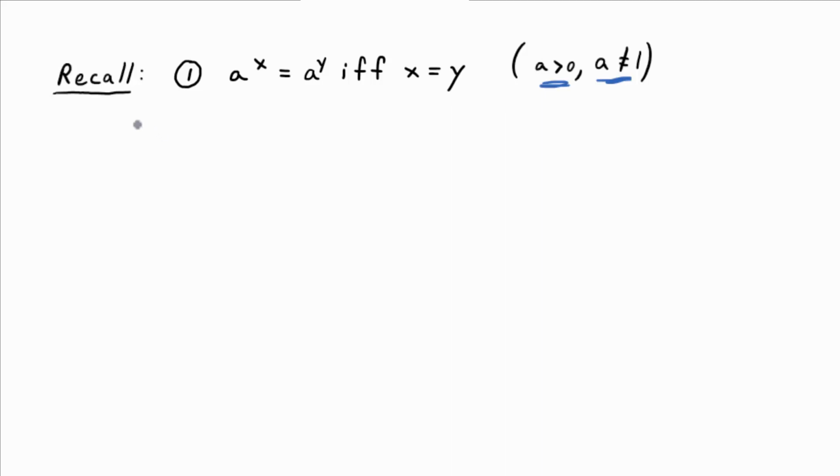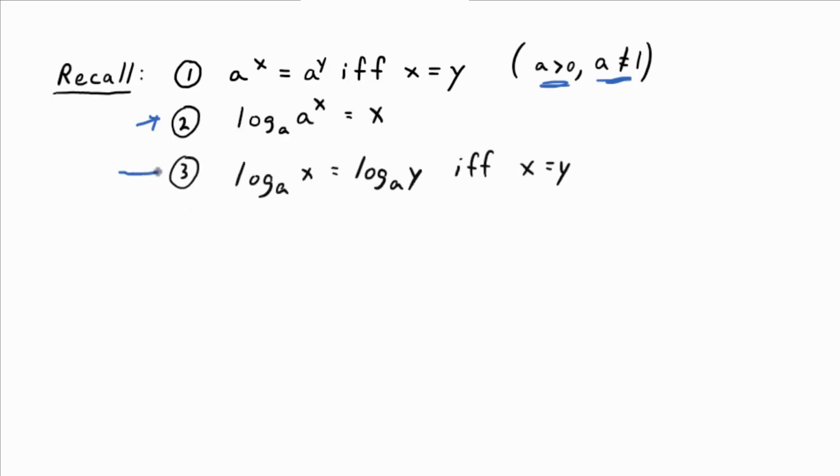Also, number 2, log base a of a to the x is equal to x. We've seen that. And then this one, it has a name actually. It's called the one-to-one property of logarithms. It says that if the log base a of x equals the log base a of y, what has to be true? The inputs are equal, right? And it works both ways.